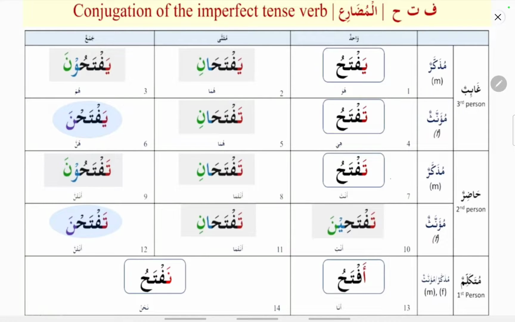So if we know these conjugation forms of any one verb, we can generalize the same pattern in remaining verbs. So we need to memorize these 14 forms. We'll learn this further in the conjugation of a verb.